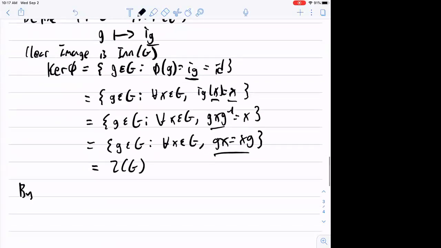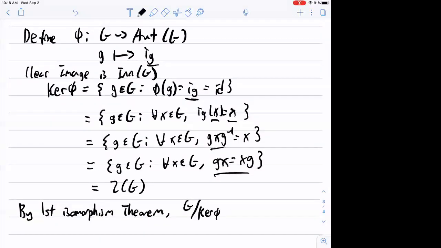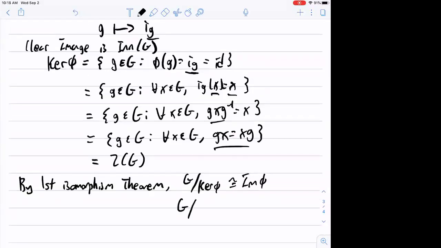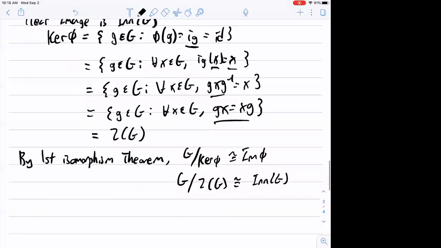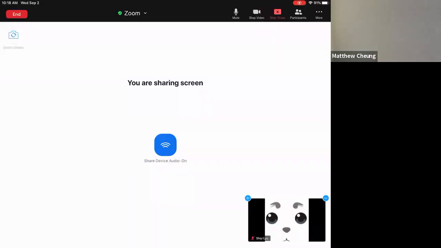So by the first isomorphism theorem, G mod kernel phi is isomorphic to the image of phi, but in this case the kernel is the center and the image is Inn(G). Everyone good?